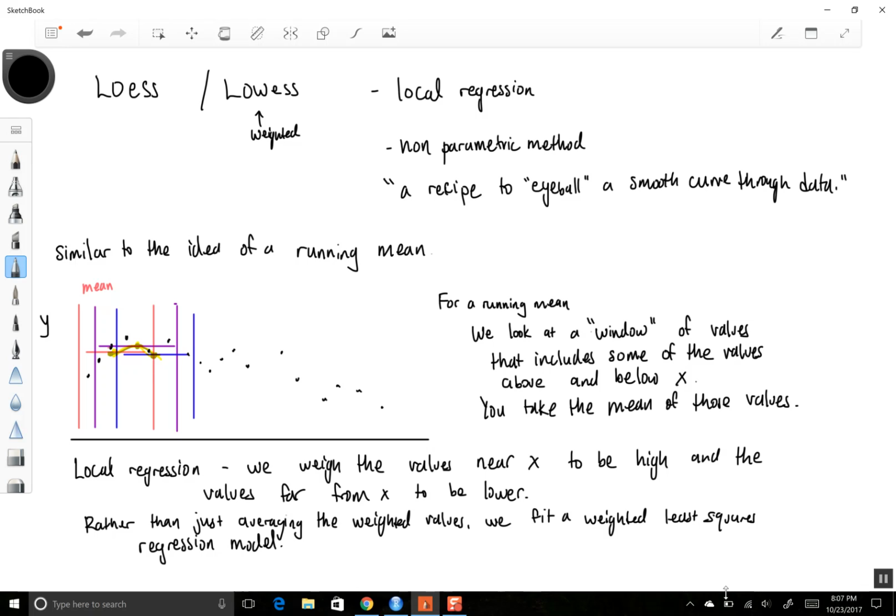Okay, again, the disadvantage here though is we will not have a functional form of y and x. Okay.